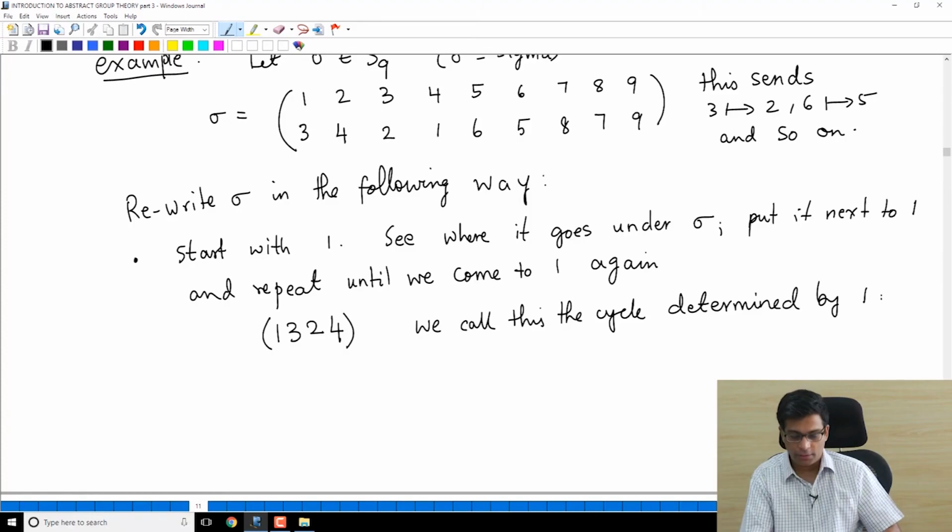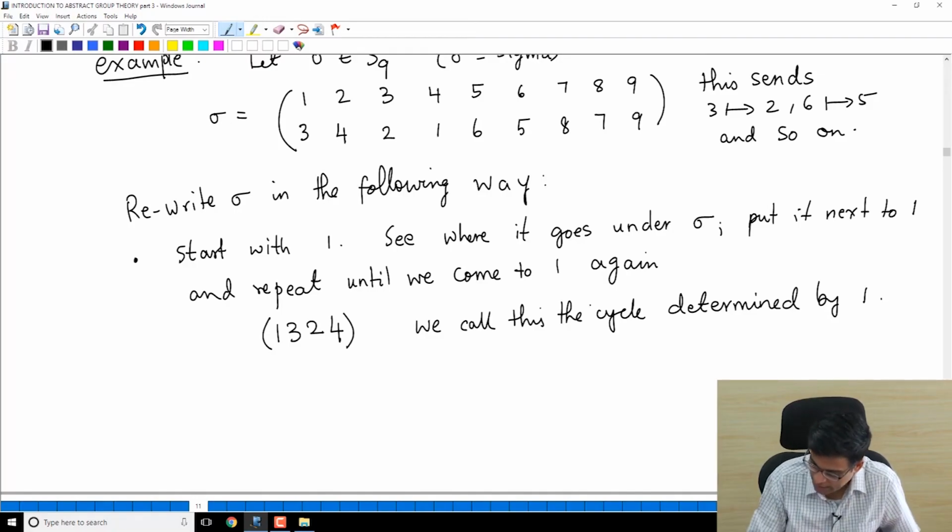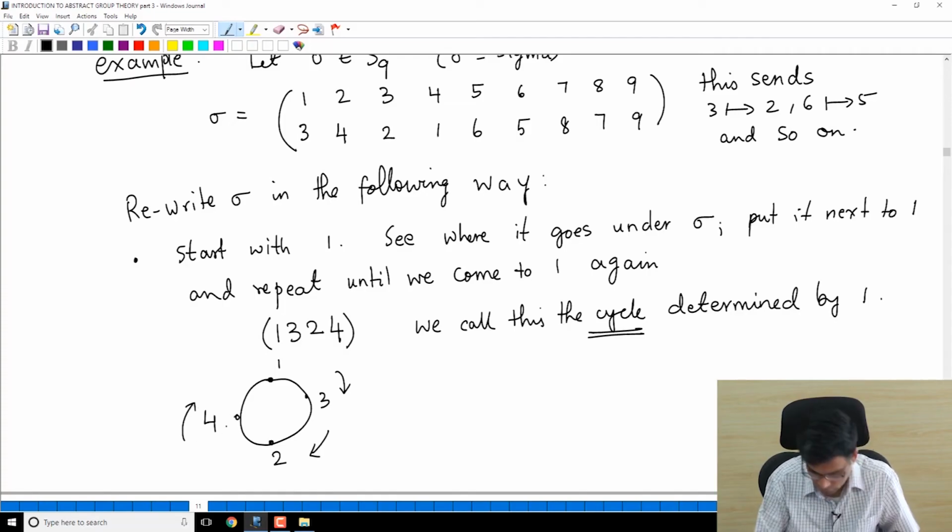Again, let me repeat the procedure. We start with 1, see where it goes, put it next to it, so 3. See where 3 goes, it goes to 2, so put 2 next to 3. Where does 2 go? It goes to 4. So put 4 next to 2. And 4 goes to 1, so you close the bracket. So you should think of this as a cycle. Because you start with 1, you go clockwise, you go to 3, then you go to 2, then you go to 4, and then you come back to 1.